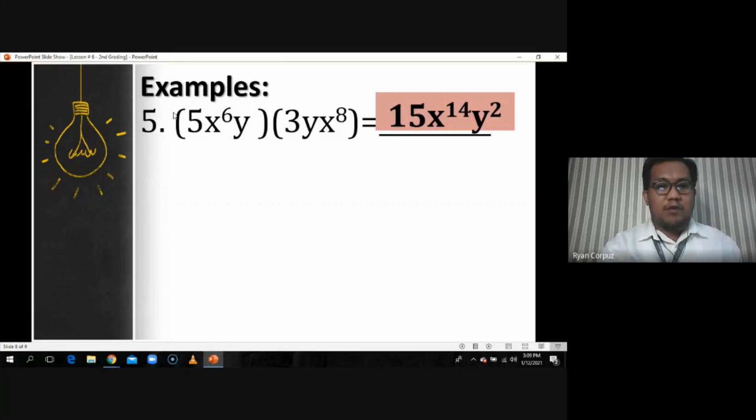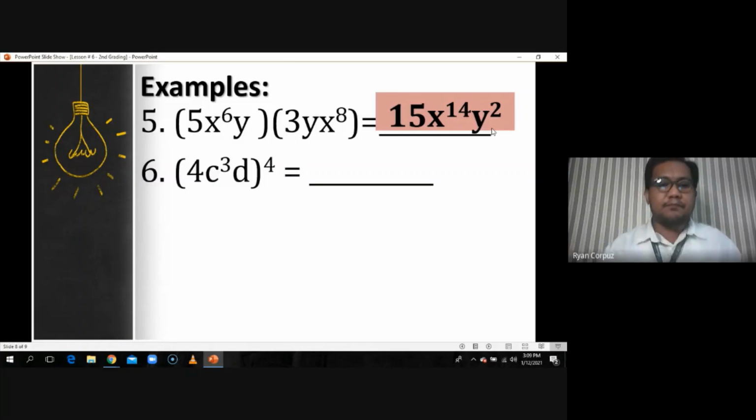Again, we multiply the numerical coefficient, then we apply product rule when it comes to its variables because both of them have x and y. So x raised to 6 times x raised to 8, 6 plus 8, that would be 14. And then y times y, which is y squared. So that's how we answer example number 5.